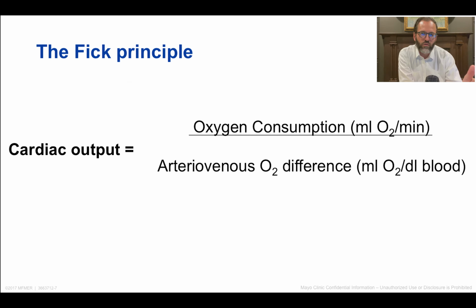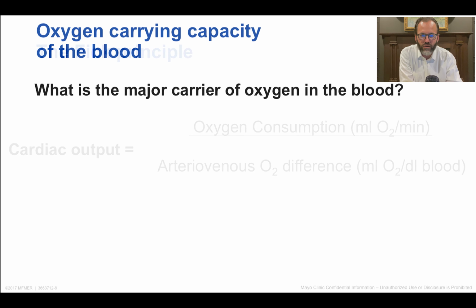So when we start to take some of these normative values and plug them into the Fick equation, or the Fick principle, the Fick principle essentially states that cardiac output is equal to oxygen consumption divided by the arteriovenous oxygen difference. And so oxygen consumption in a 70 kilogram male, which is our frame of reference for a lot of this, is generally around 250 mils of oxygen per minute. Cardiac output, again, is roughly 5 liters per minute.